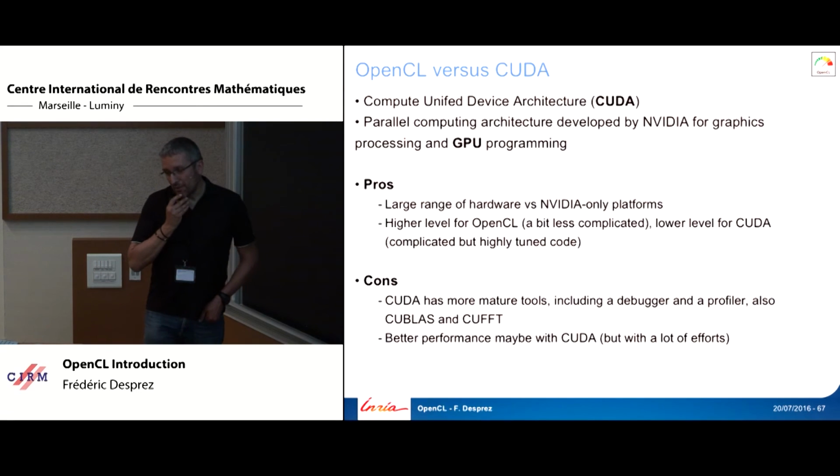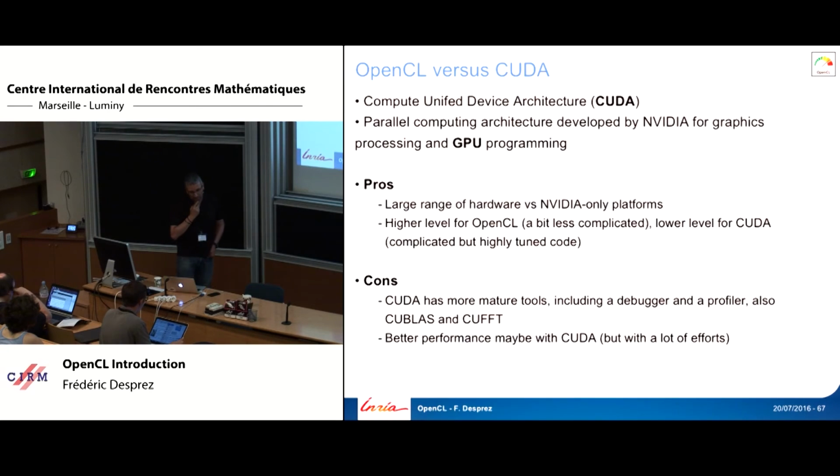So if we take a look at CUDA, of course, it was the main way of programming NVIDIA platforms, and the most efficient way, I think. It was designed by NVIDIA for graphic processing and then GPU platforms. Of course, with OpenCL, you have a large range of hardware platforms, whereas on CUDA, you just target NVIDIA cards. You have a higher level for OpenCL, so it's a bit less complicated. But you get better performance for CUDA because it's at a lower level. And it's quite complicated, but it's highly tuned.